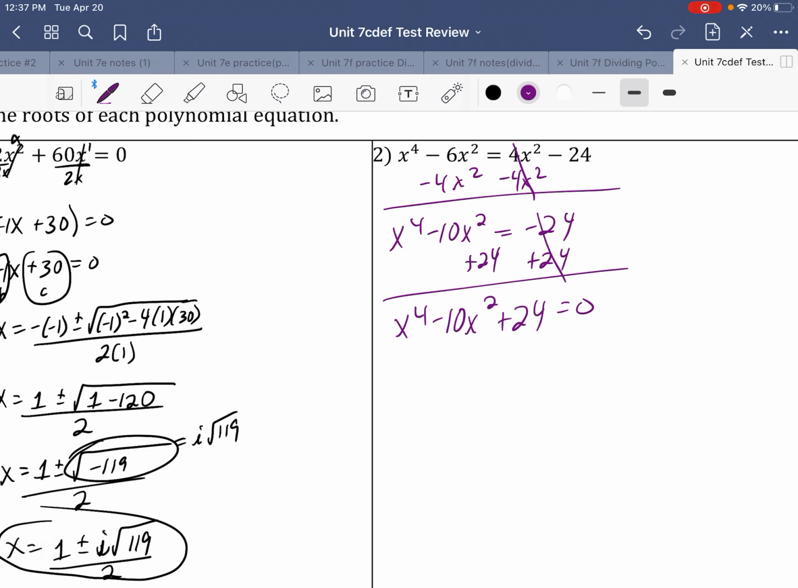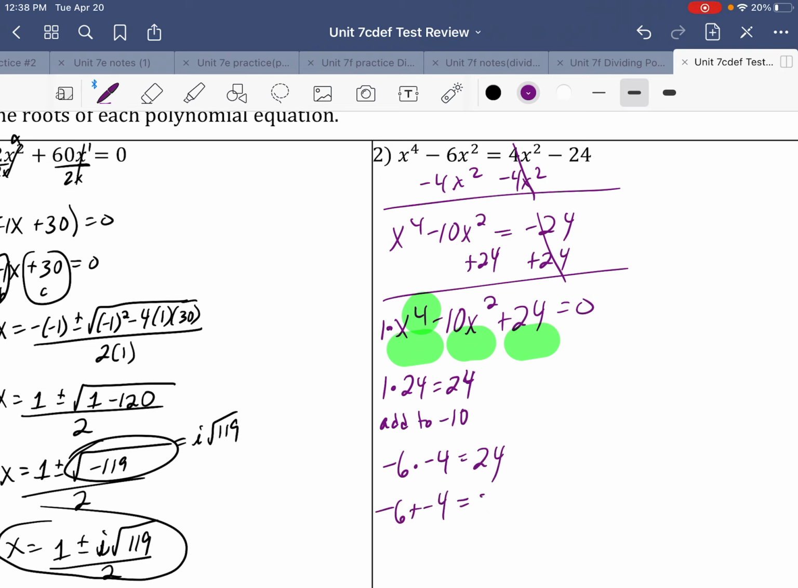Then this one is kind of quadratic-like. If you see x to the 4th and it's 3 terms, then we can see if we can do a times c, we can factor. So 1 times 24 equals 24. What two numbers multiply to positive 24 that'll add up to -10? And that would be -6 and -4. That multiplies to positive 24. That adds up to -10.